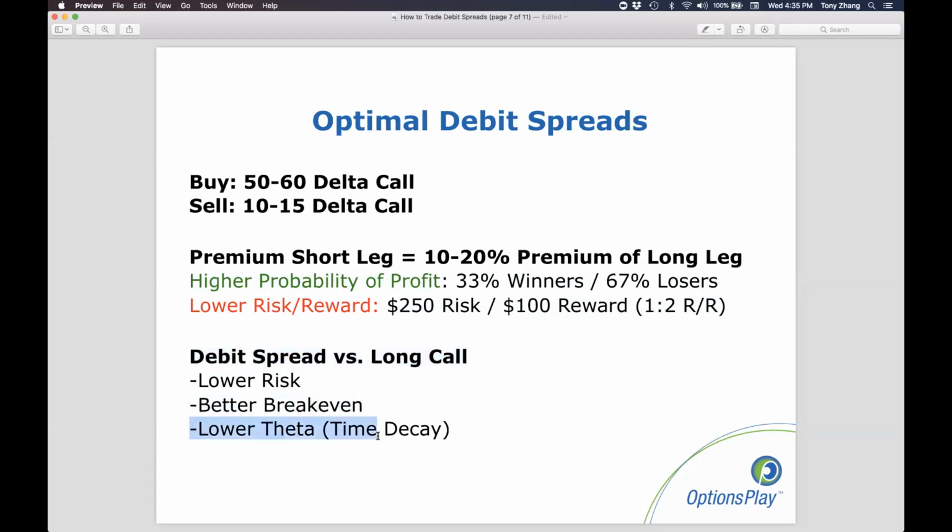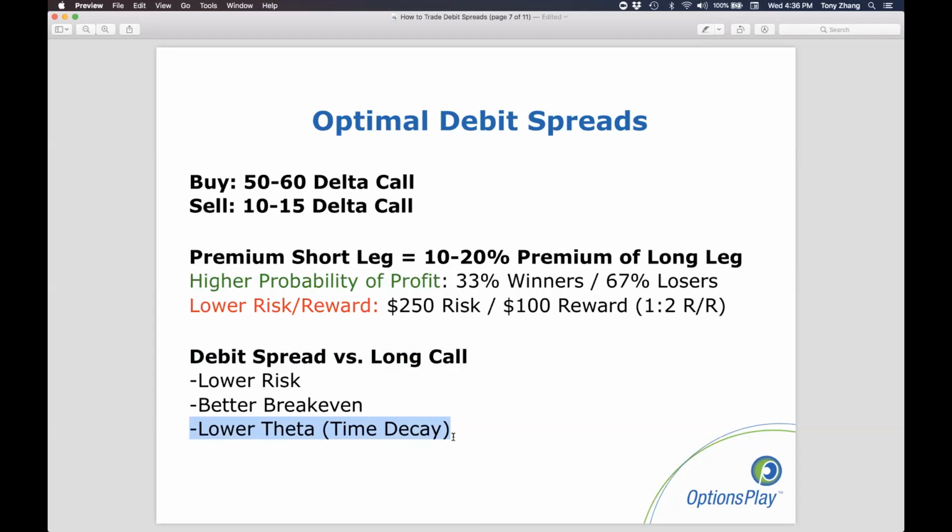And lastly, because you have a short leg, you have a lower theta, so lower time decay on your trade. Whenever you're long an option, time decay is always working against you. You want to be in and out of those trades as quickly as possible. So when you lower your theta and your time decay, you're slightly less sensitive to how long you're in the trade. It allows you to gain exposure to that bullish or bearish move for a slightly longer period of time.